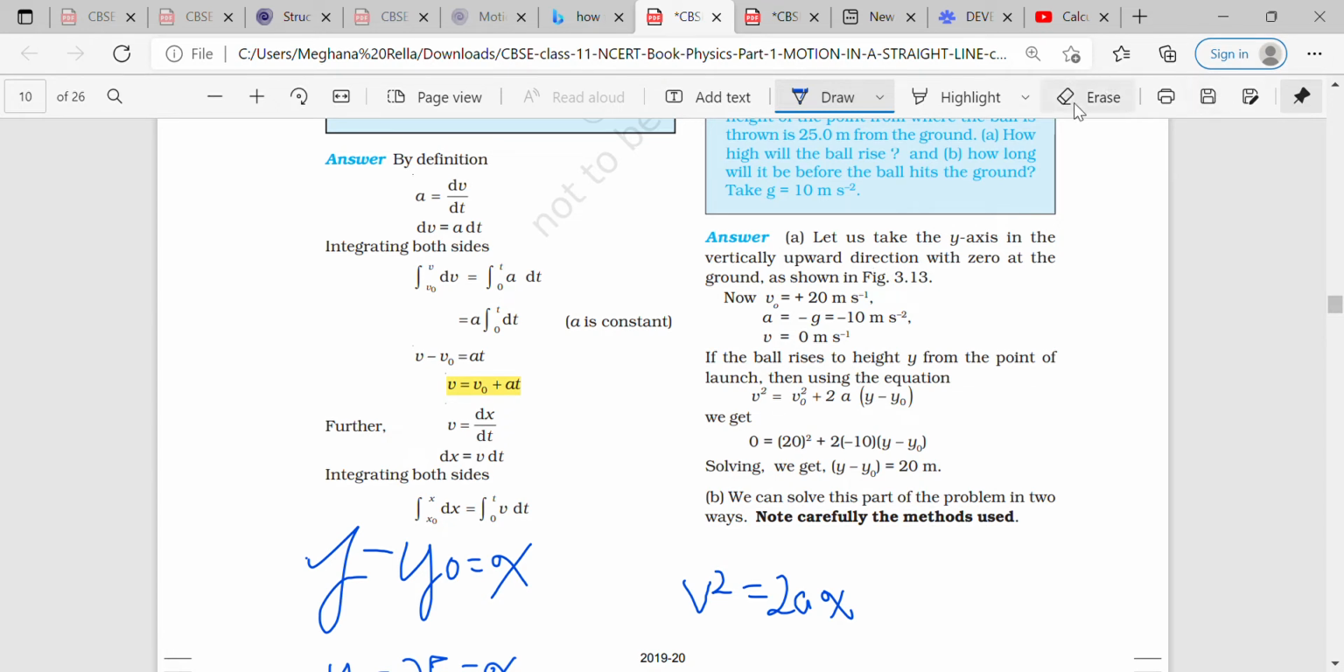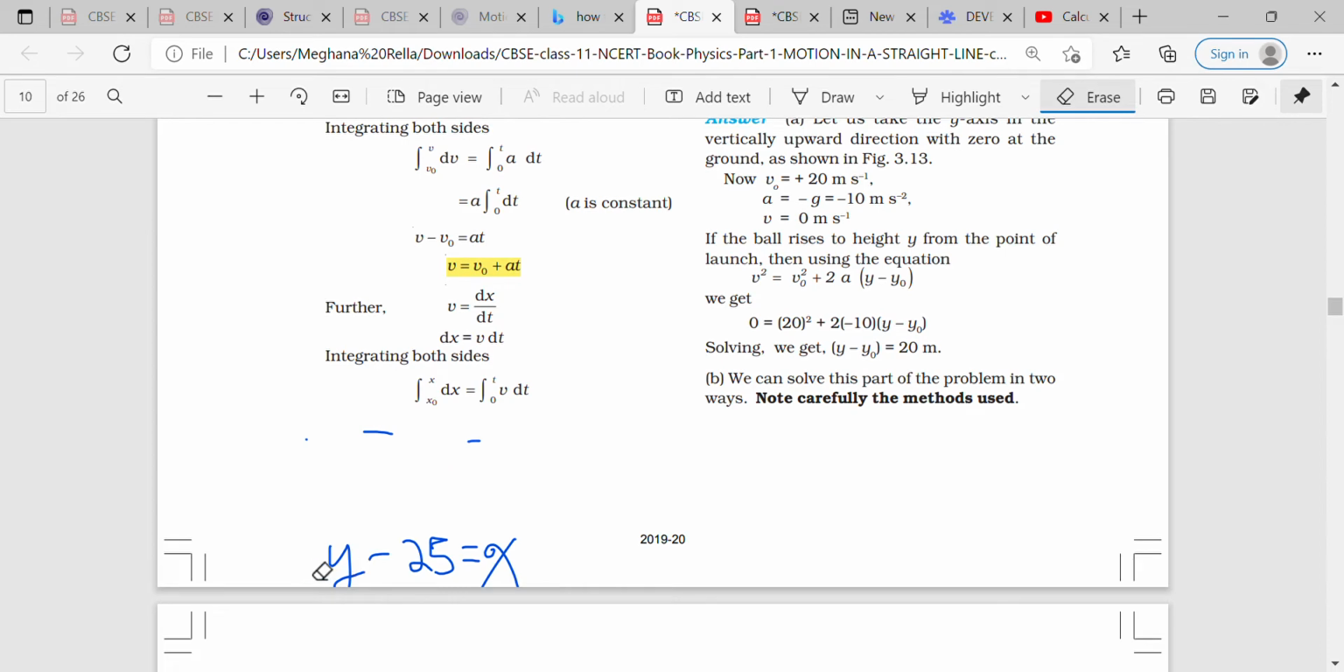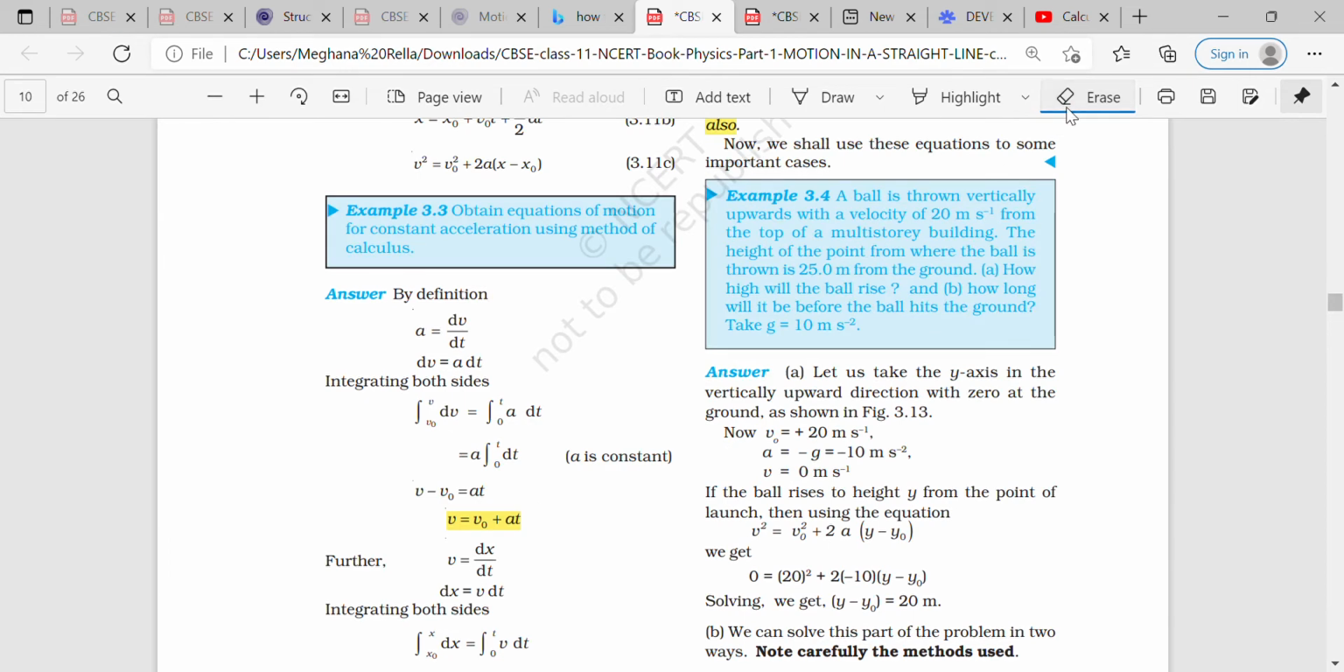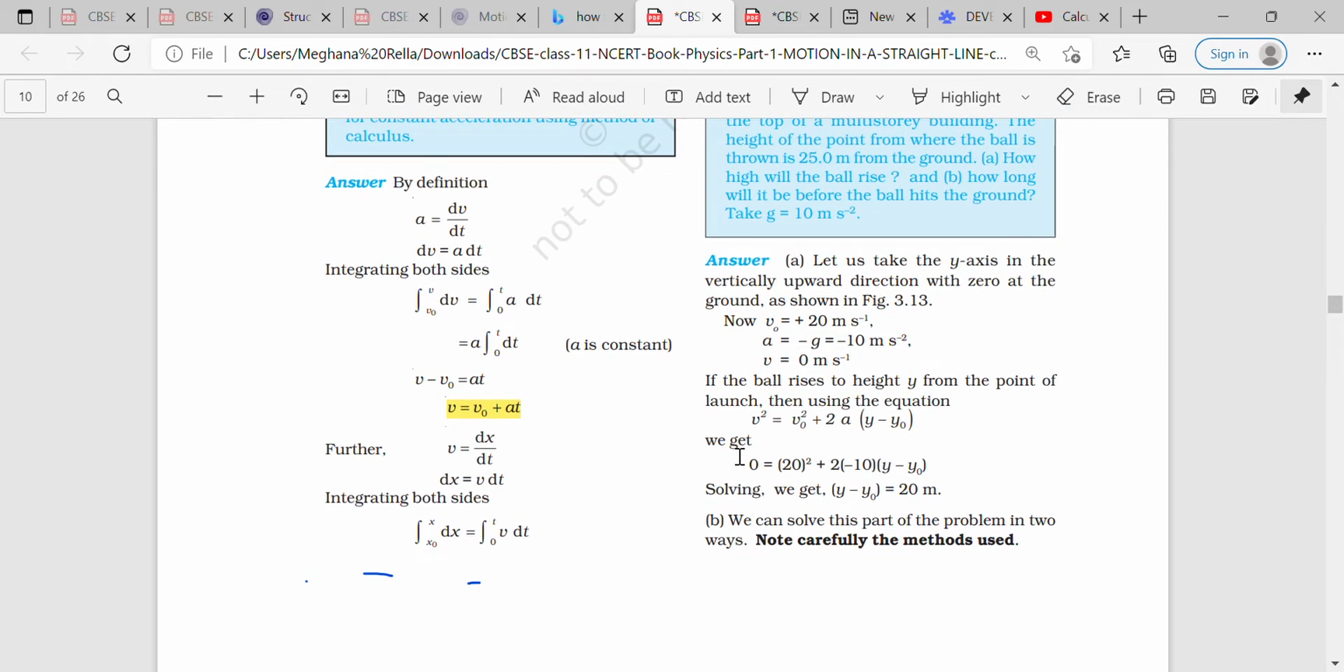So let's erase. Oh, erasing is so easy. I thought it would take forever to erase. It took like 2 minutes. Wow, it's amazing. So yeah, let's move ahead.